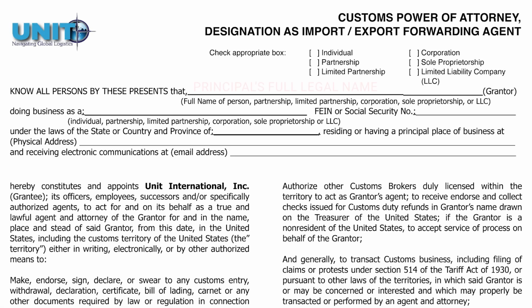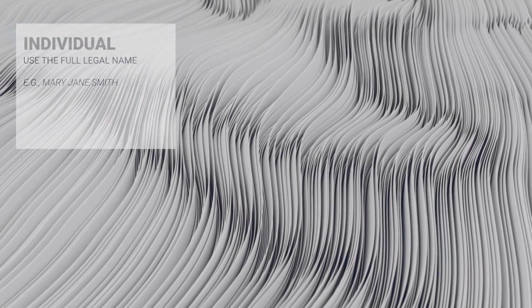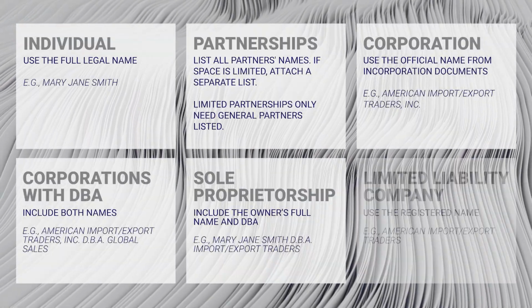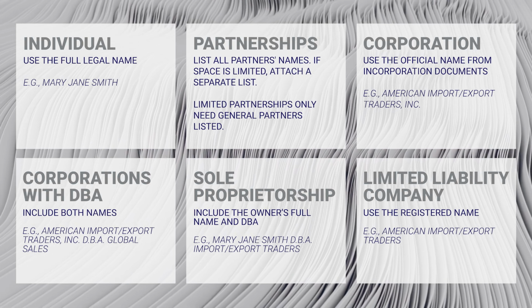Next, enter the principal's full legal name, making sure there are no spelling errors or incorrect business form abbreviations. The name must be complete and accurate. Again, pause the video if you need to review examples of proper principal identification.